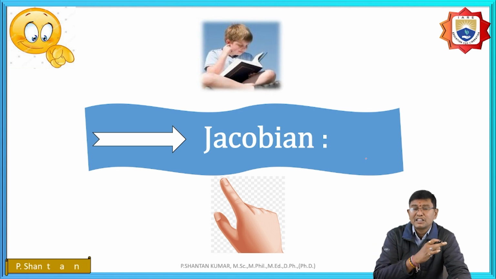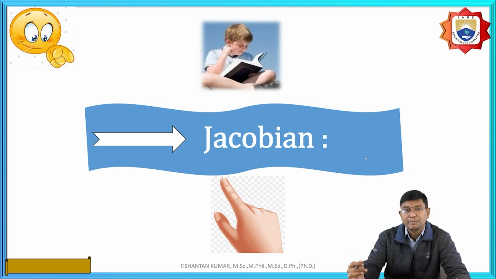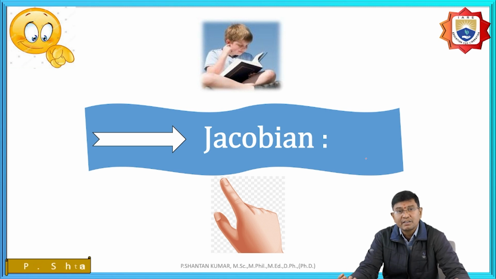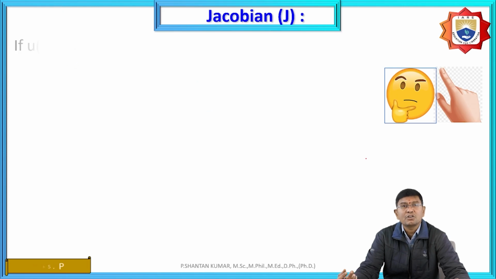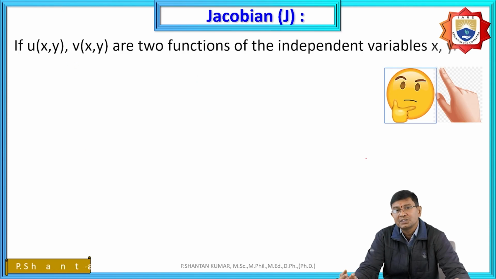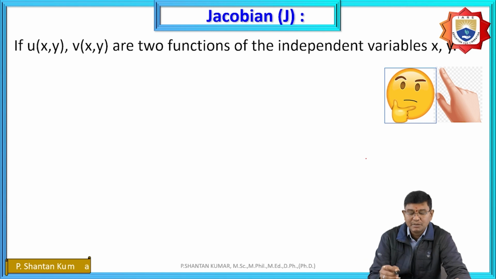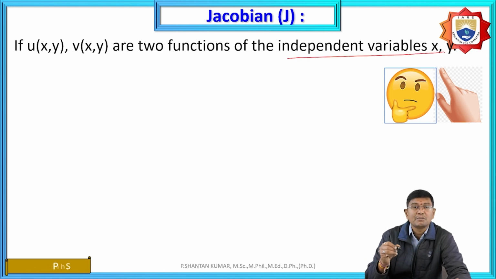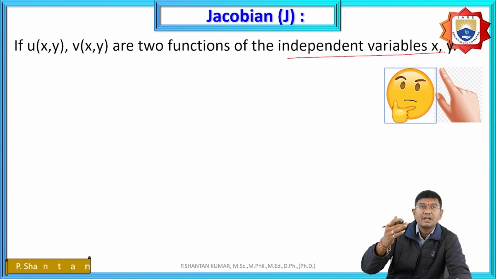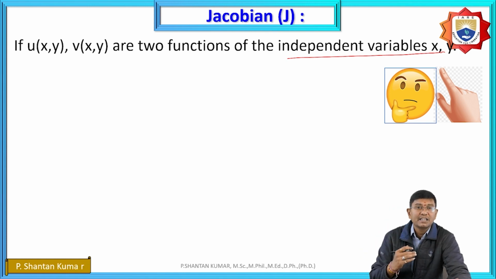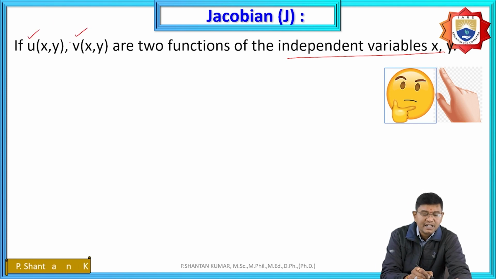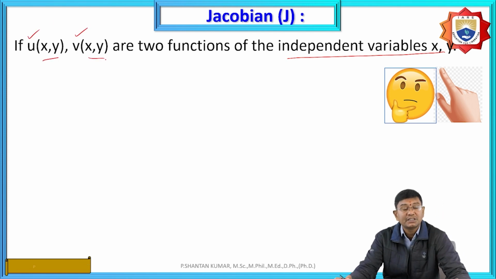Based upon the partial derivatives, further comes the Jacobian. What is the meaning of Jacobian? It is based upon the dependent and independent variables, under two variables and also three variables. We'll discuss it with partial derivatives. Here, for the Jacobian, let u comma v be functions of x comma y. The independent variables are x comma y. The dependent variables, u comma v, are in the numerator, and the independent variables x comma y are in the denominator.